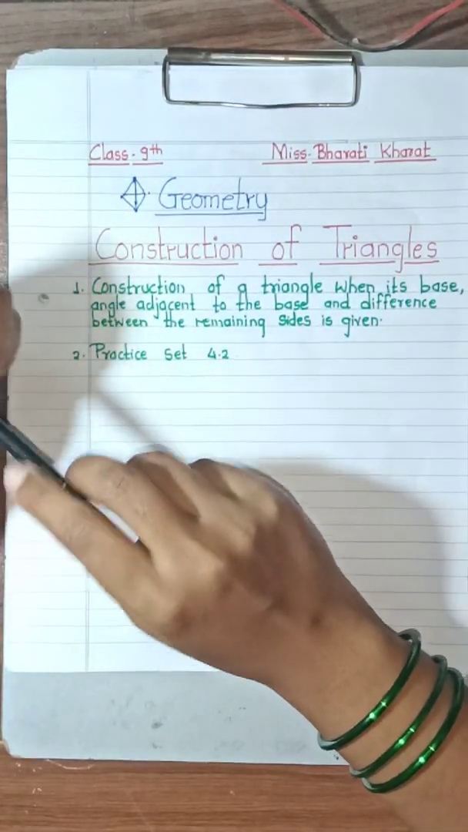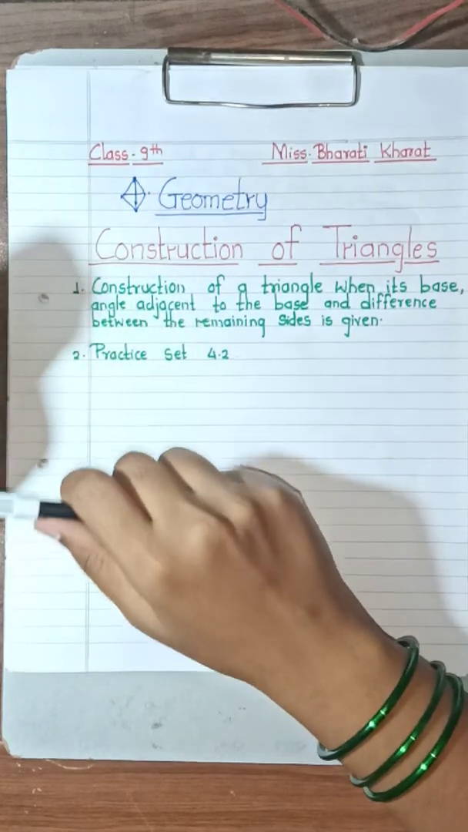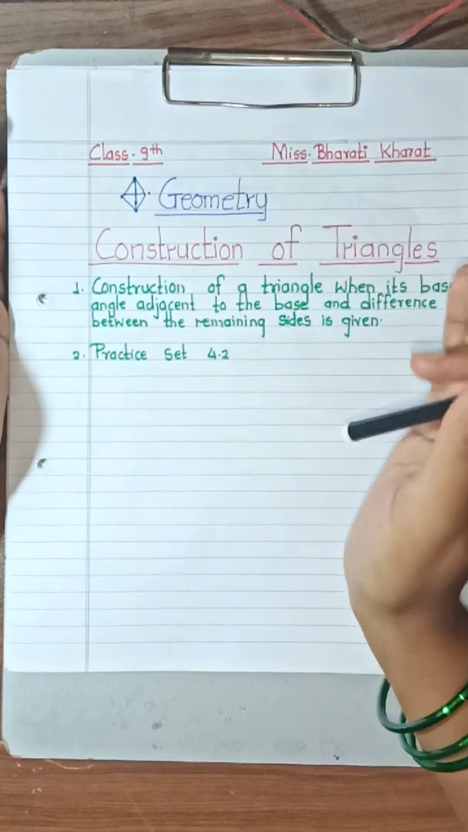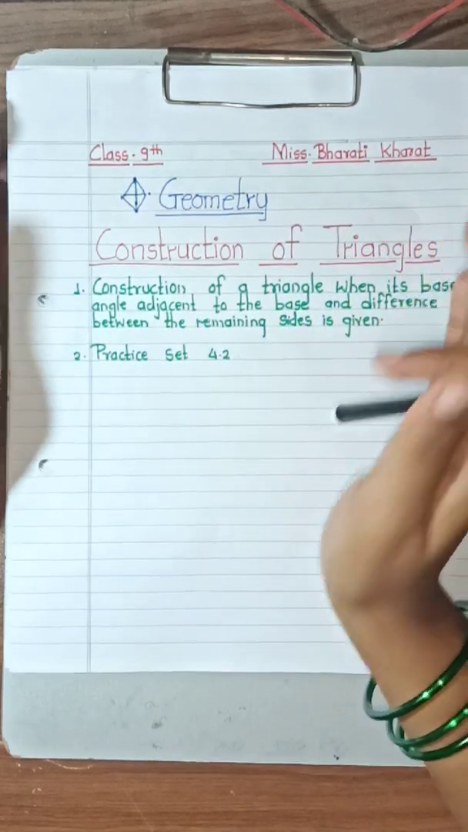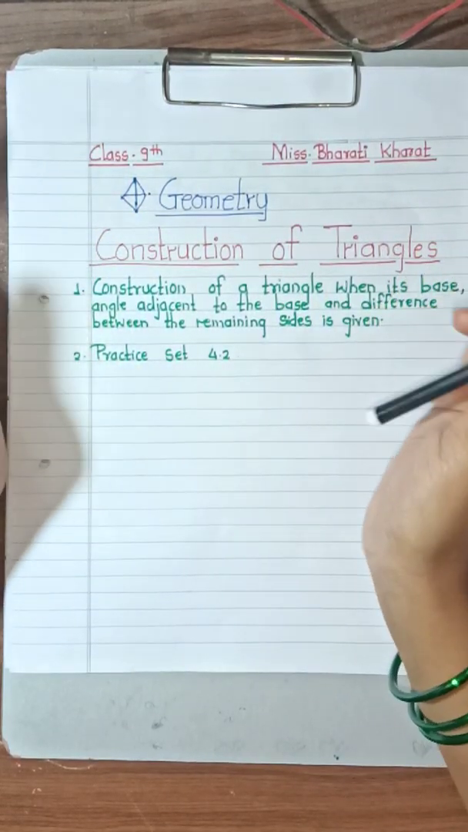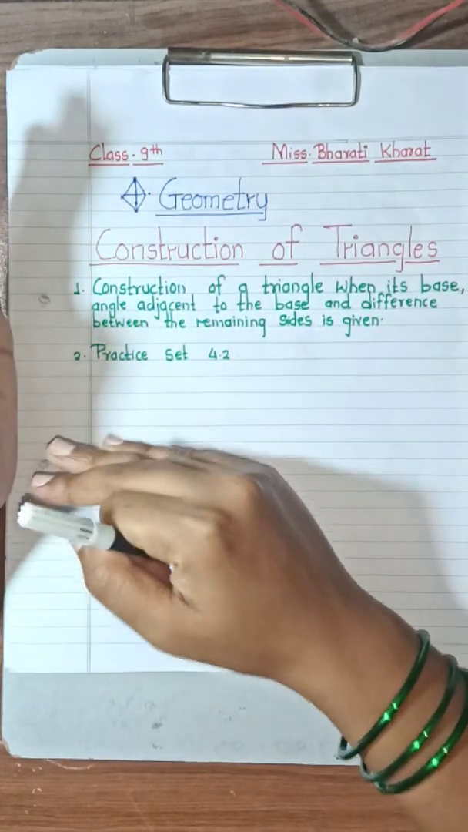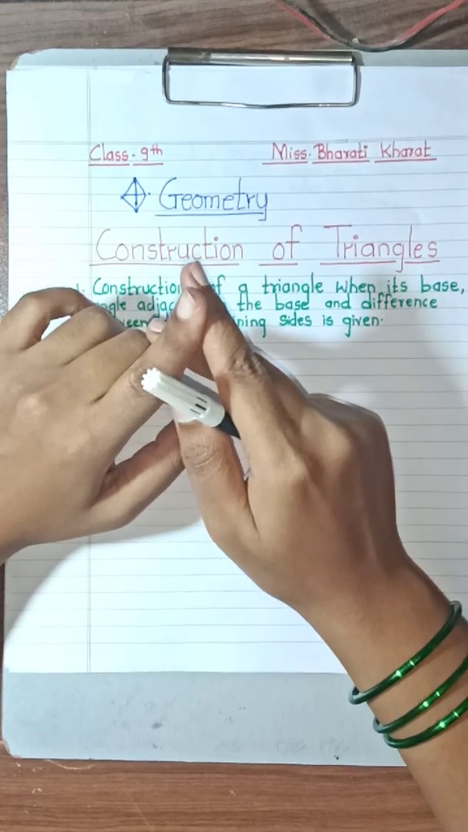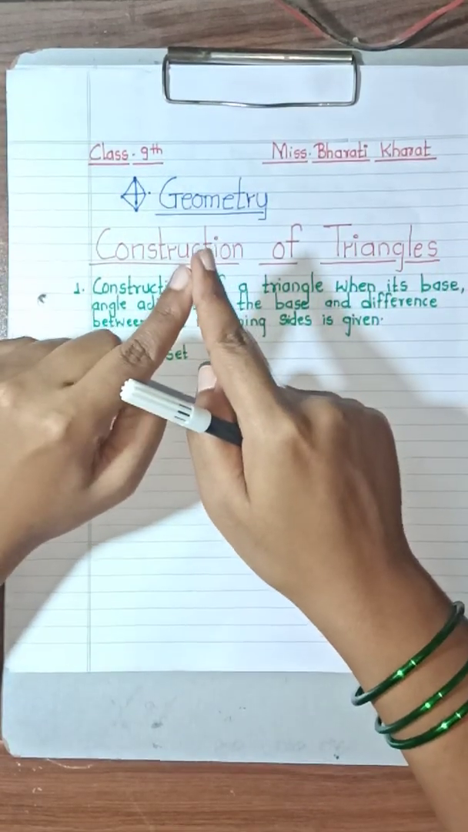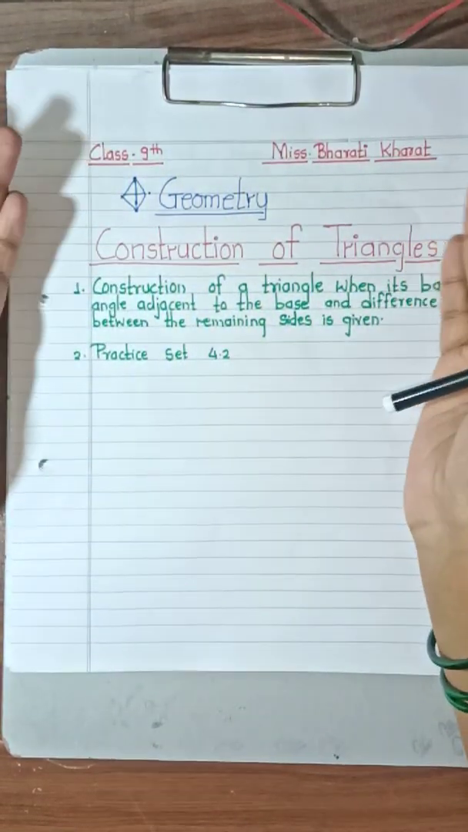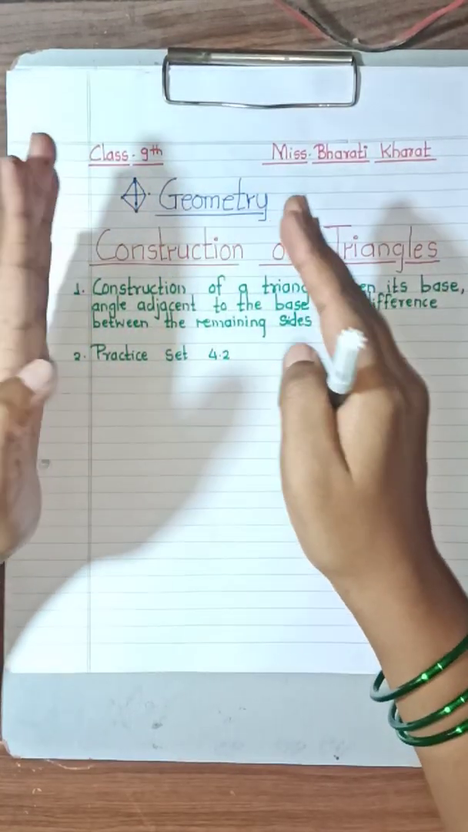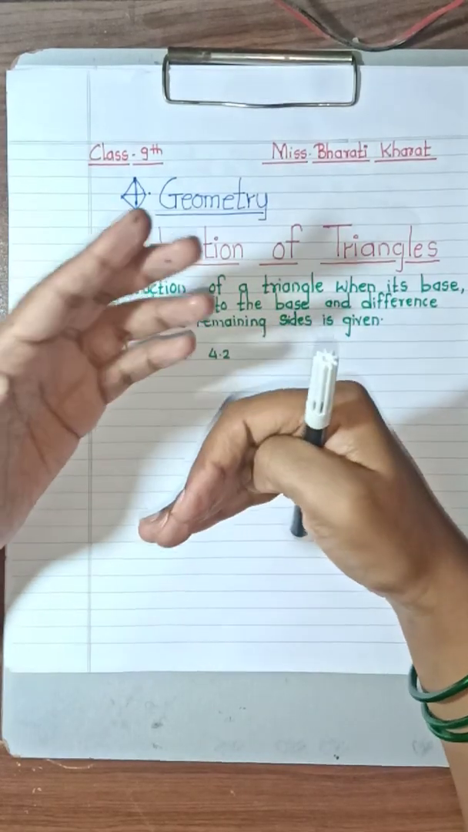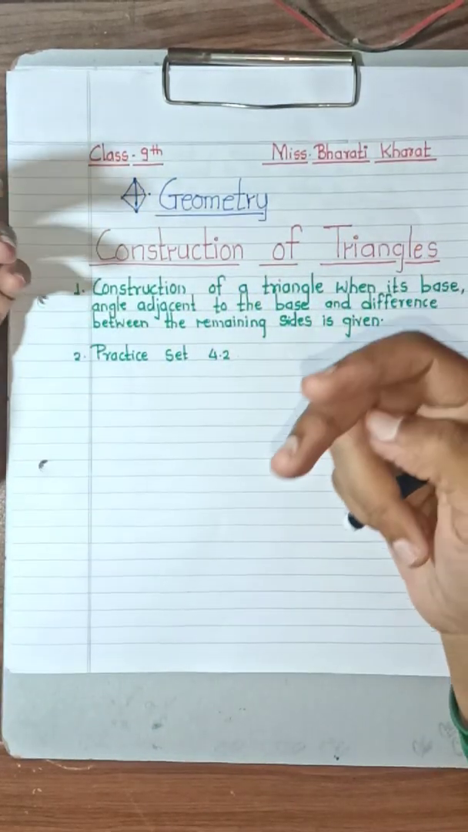Today we are going to study construction of a triangle when its base, an angle adjacent to the base, and the difference between the remaining sides are given. In the last construction, you studied construction of a triangle when an adjacent angle to the base and the sum of the remaining two sides were given. Two sides were added. Today we are going to study the difference between two sides being given, and you are going to construct a triangle. So before moving to practice set 4.2, let us start with some examples.